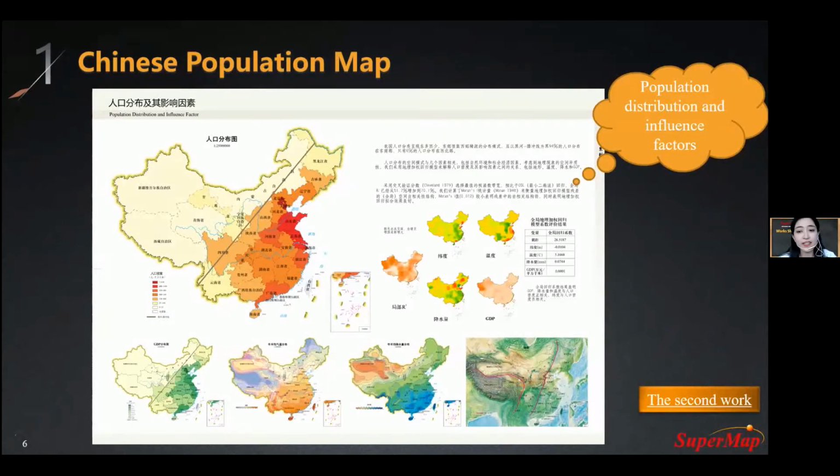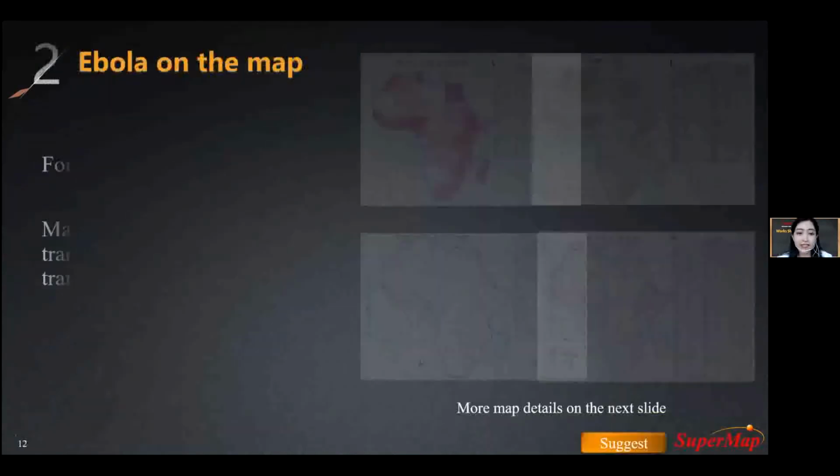And another example, when we make the average temperature map, we generally use blue for low temperature and red for high temperature, right? So for specific requirements, you can refer to the requirements of your own country. And let's start with the second work.